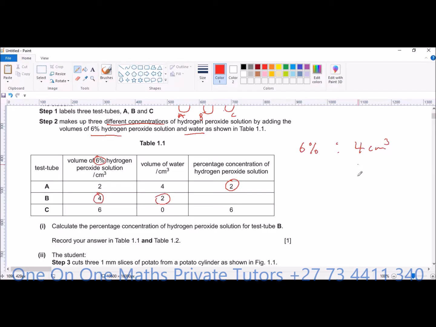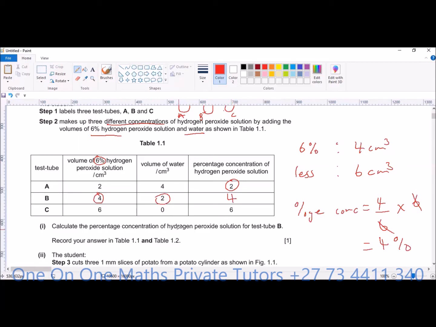What about if it's 6 cubic centimeters? What will it become? It will become a lesser percentage because we are diluting, so less. Therefore, percentage concentration is equal to, since it's less, the smaller number on top, the bigger number on the bottom, times percentage, 6. So this will cancel that, we'll get 4%. So here we should have 4.